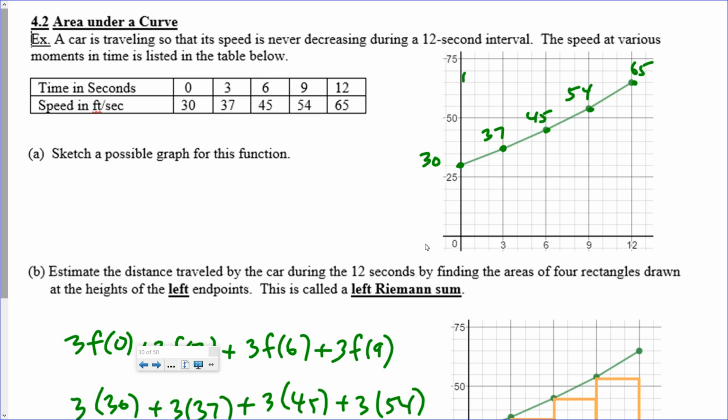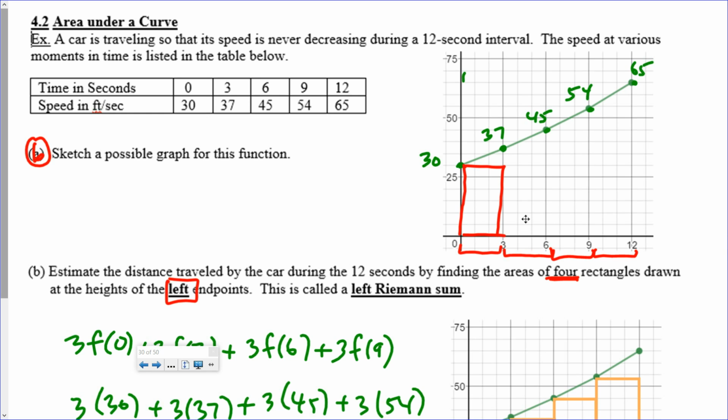The left-hand method goes like this. You have these points, and if you look at part B, you want 4 rectangles, and you want to use the left endpoint. This is called a left-hand Riemann sum. So we're going to get 4 rectangles: one rectangle is going to be from 0 to 3, another is 3 to 6, another is 6 to 9, another 9 to 12. I need 4 rectangles, but it says pull from the left hand. So I'm going to come up on my left side and use that left-hand number to make my first rectangle.